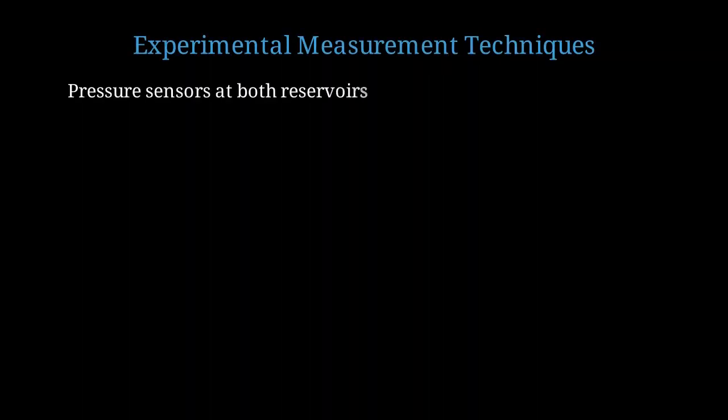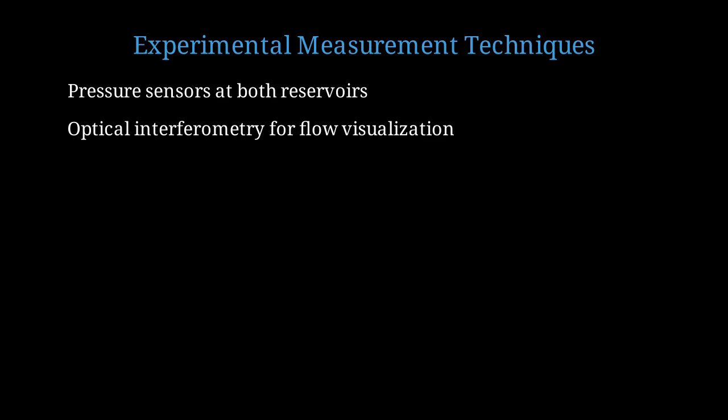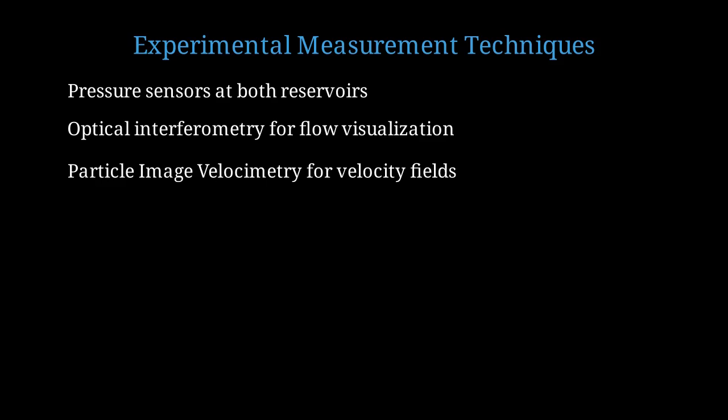How do we experimentally measure Knudsen pumping effects? We use sensitive pressure sensors at both reservoirs to measure the pressure difference. Optical interferometry can visualize density gradients in the gas flow. Particle image velocimetry, or PIV, can measure velocity fields if we seed the gas with tracer particles. Microscale temperature sensors along the channel walls verify the temperature profile.